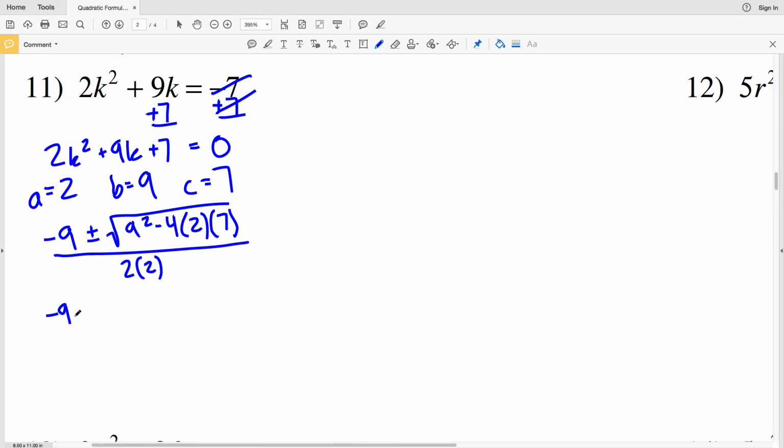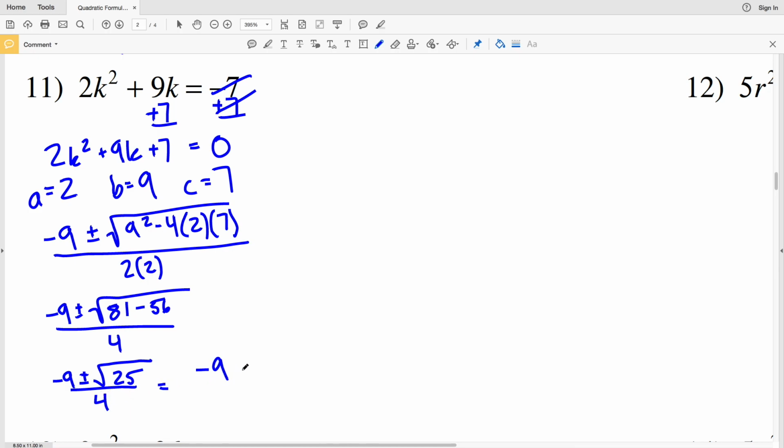So I'll have negative 9 plus or minus the square root of 9 squared, which is 81, minus 4 times 2 times 7, which is 56, and that's all divided by 2 times 2, which is equal to 4. So I'll have negative 9 plus or minus the square root of 81 minus 56, which is 25, all over 4. So that's going to be negative 9 plus or minus 5 over 4, since the square root of 25 is 5. So one solution is negative 9 plus 5 over 4, and my other solution is negative 9 minus 5 over 4.